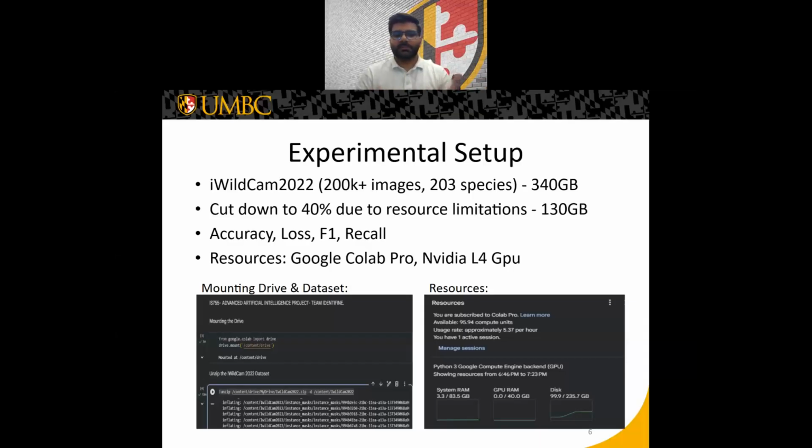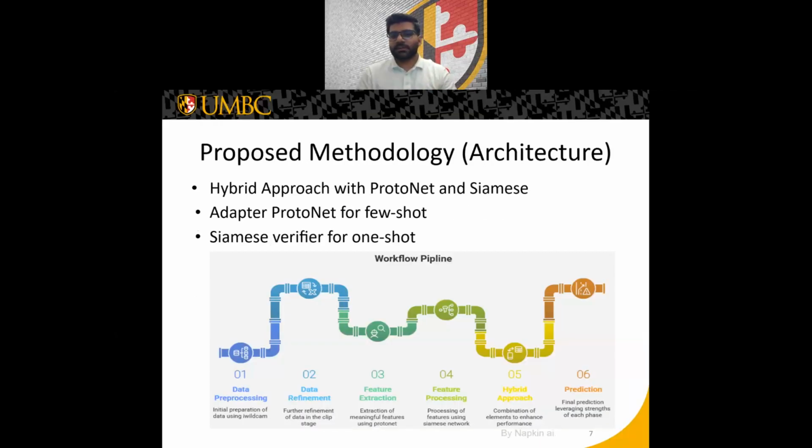Then we are using Python language in this, and accuracy, loss, F1, recall. And the resources that we used are Google Colab Pro, and the GPU that was used for training was an L4 GPU. And on the left you can see that the drive is mounting and the dataset is loading. And on the left you can also see the specs of the resources: the GPU, the RAM, and the disk that we used.